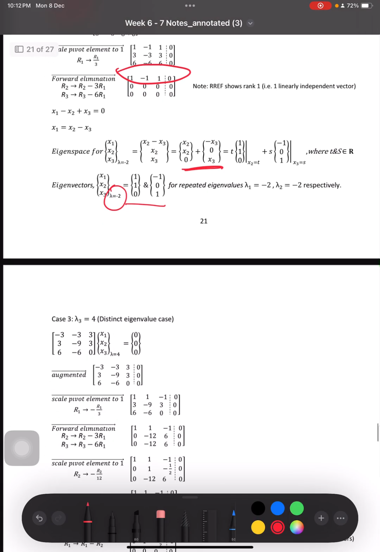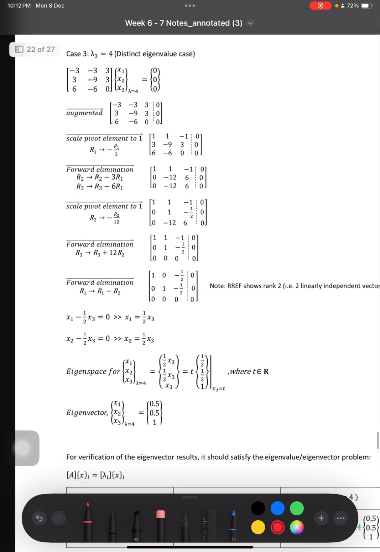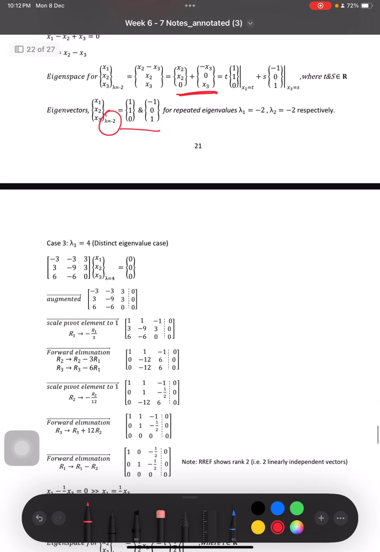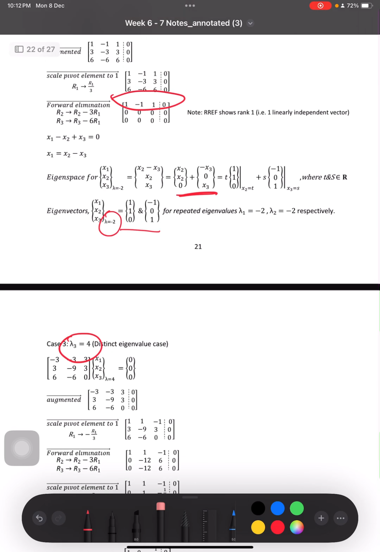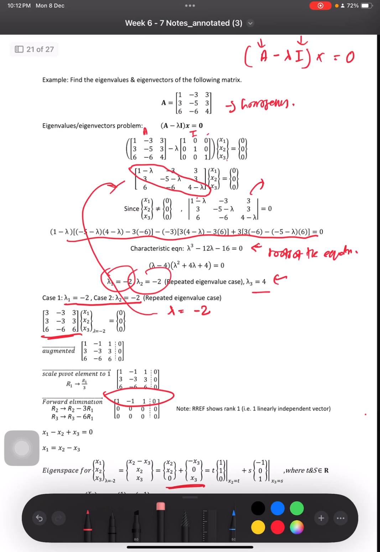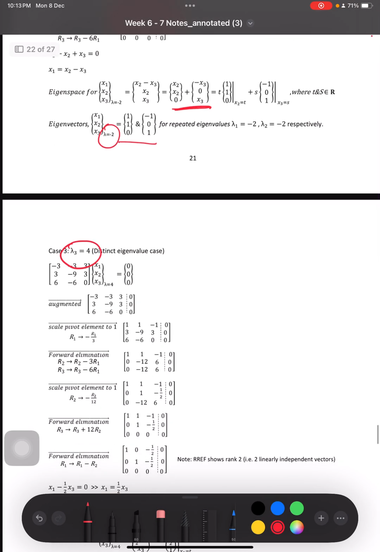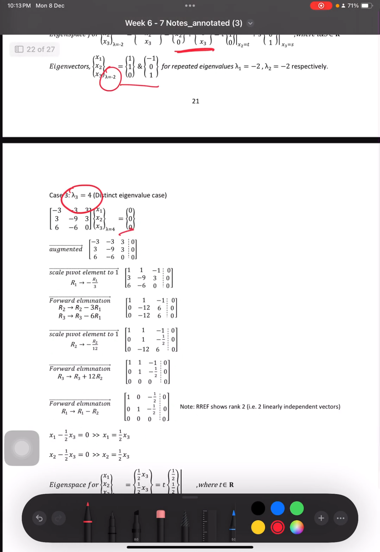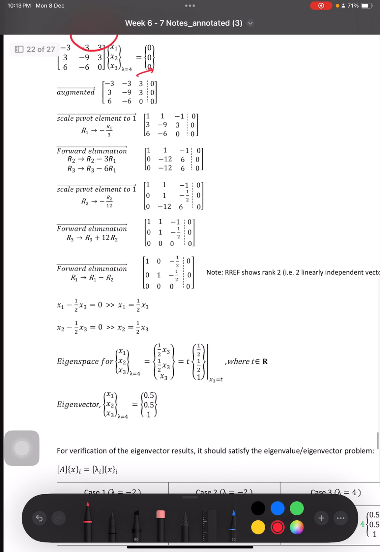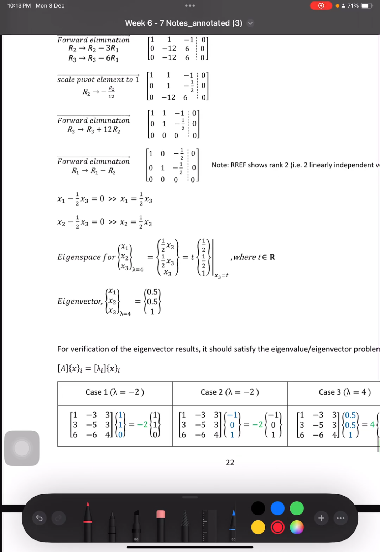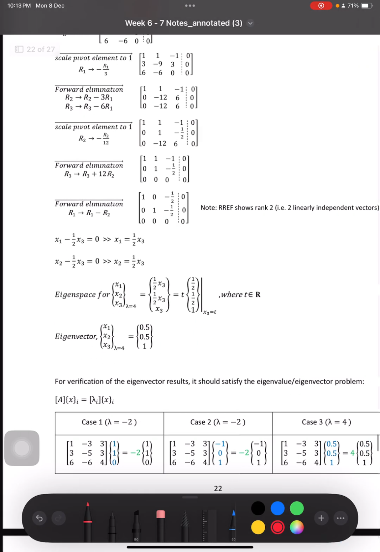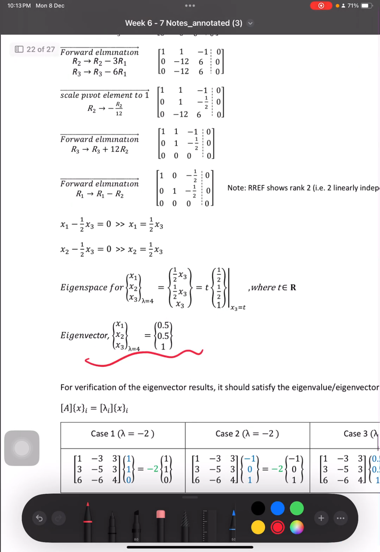Now let's look into the eigenvalue that is equivalent to 4. You replace the eigenvalue equivalent to 4 into this matrix. You will get this matrix, augment it with 0, 0, 0, and then do forward elimination. Based on that eigenvalue, lambda equivalent to 4, you will get the eigenvector as shown in here.